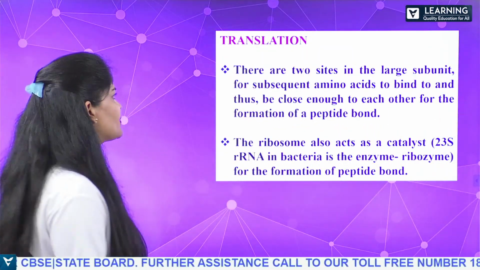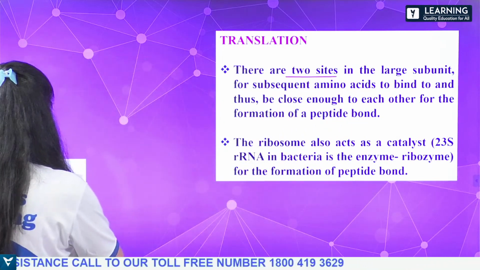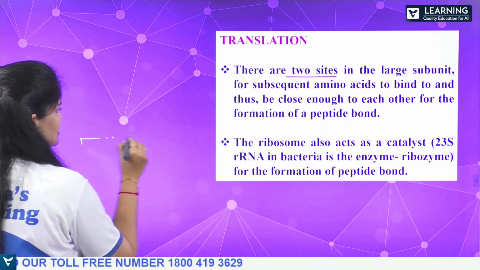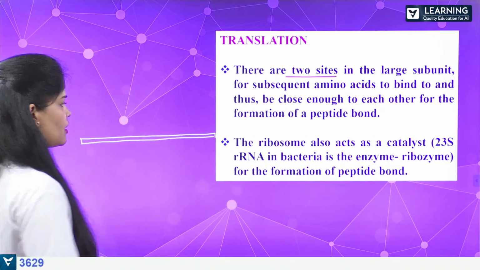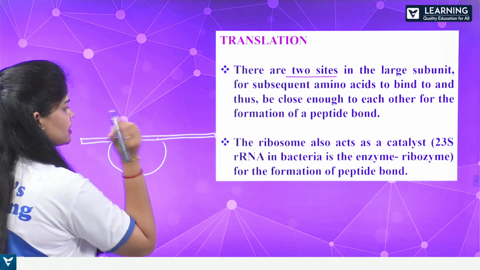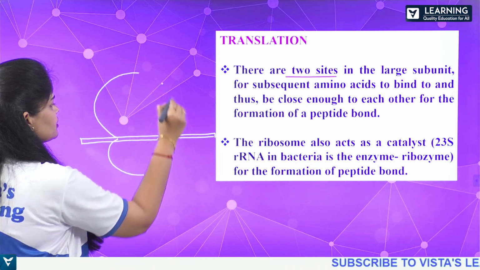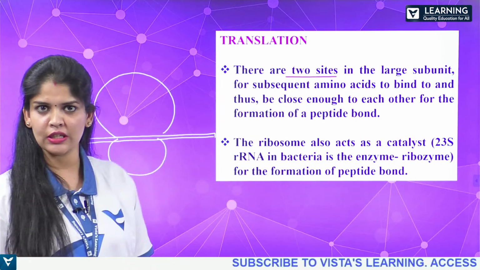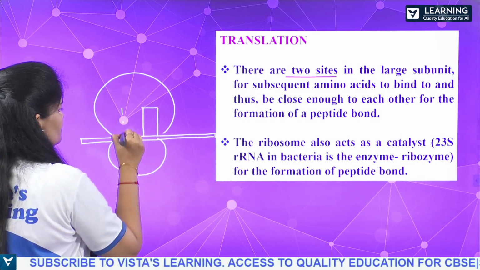Now, we said that there are two sites. See, consider this is an mRNA and this mRNA is encountered by the smaller subunit of the ribosome, and the larger subunit will come and attach. Here in the larger subunit, we'll find sites.